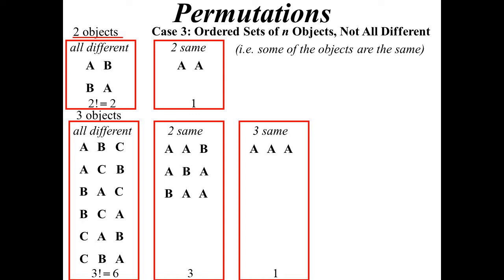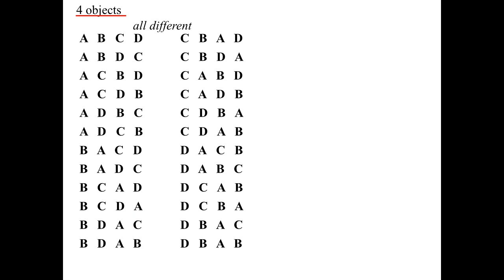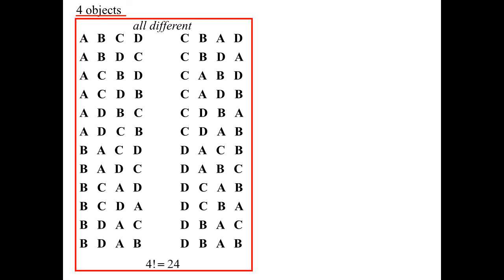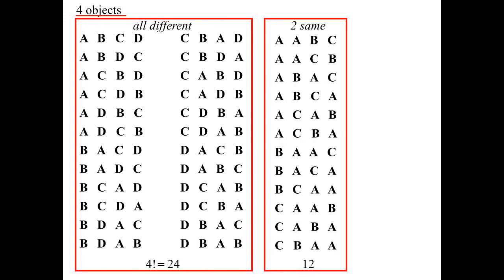Now, of course, if 3 are the same, now that one's down to 1. How did we get from 6 to 1? Let's look at 4 objects. Whoa, quite a few. So 4 factorial, 24. If 2 of them are the same to start off with, we end up with 12. So again, there's the question. How do we go from 24 to 12? The same operation that got us from 2 to 1, that got us from 6 to 3. Now the pattern's emerging. In both cases, we have divided by 2.